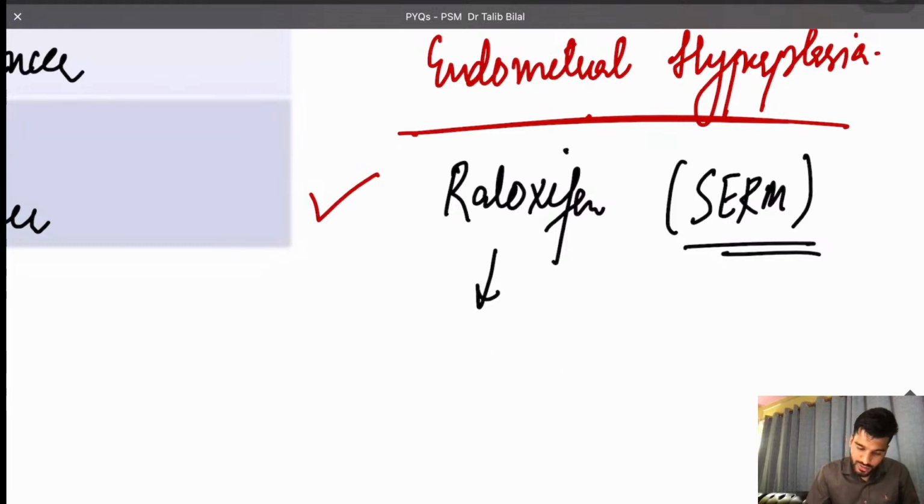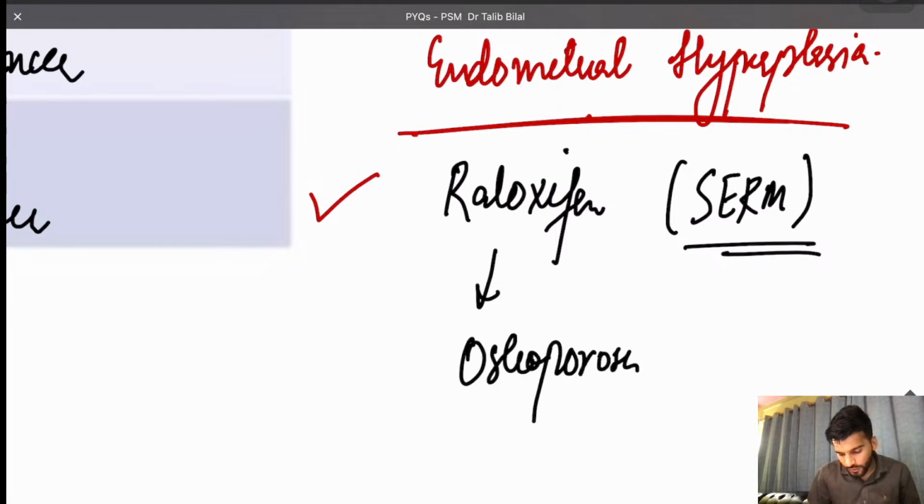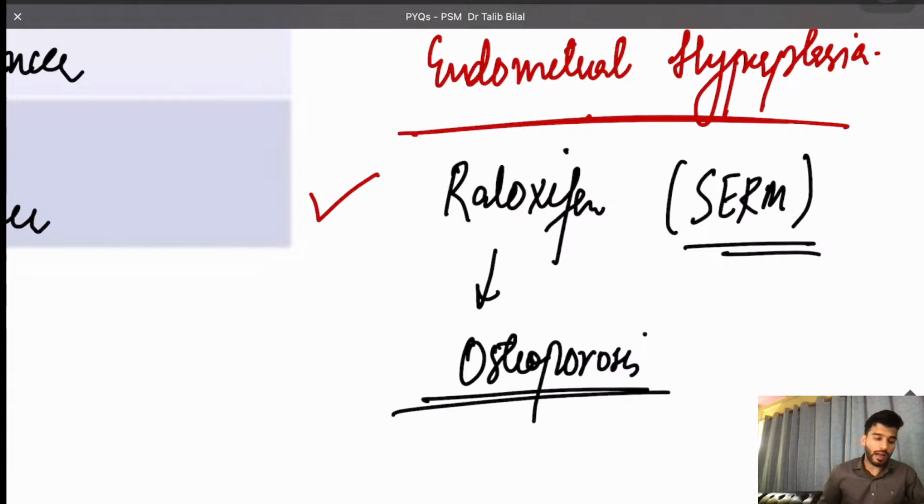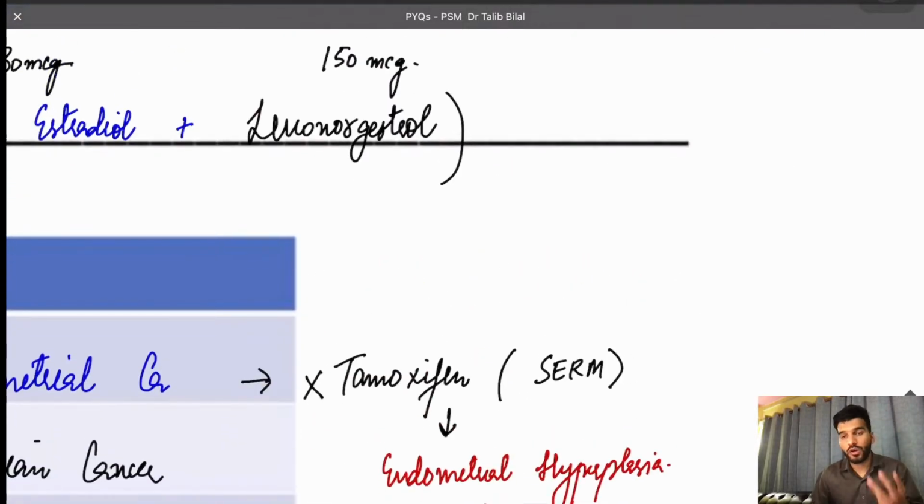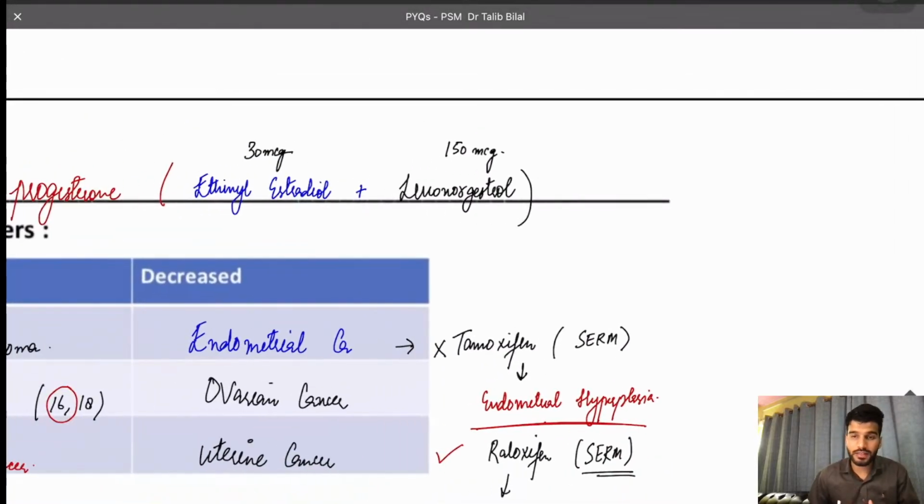But raloxifene, you just remember raloxifene is used in osteoporosis as well. But the drug of choice for osteoporosis is what? Bisphosphonates, having a side effect of esophagitis. And the RANK ligand inhibitor that we use in osteoporosis, what is the drug called? Denosumab. The investigation of choice will be bone DEXA scan. So remember these things about osteoporosis.